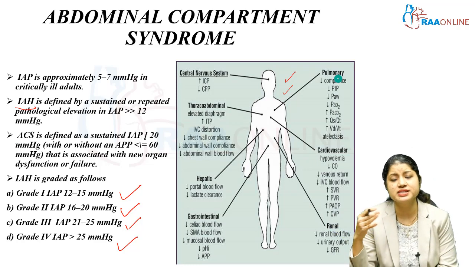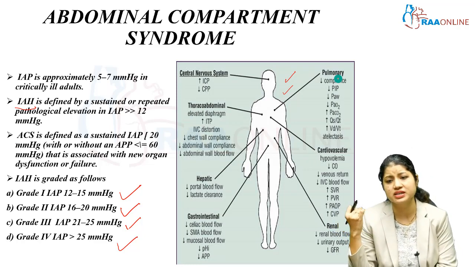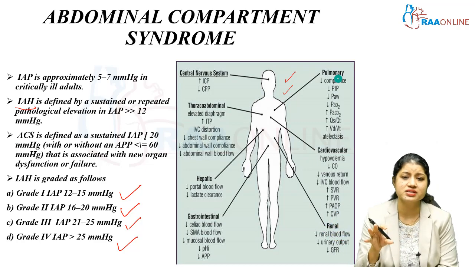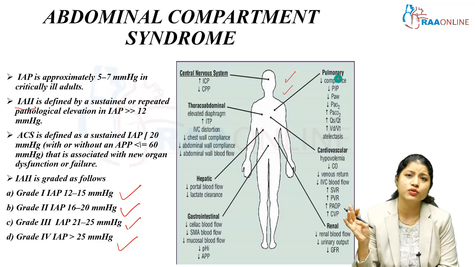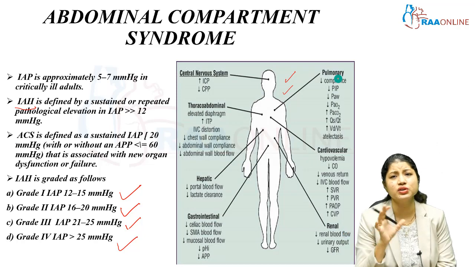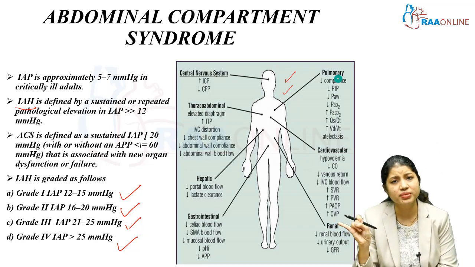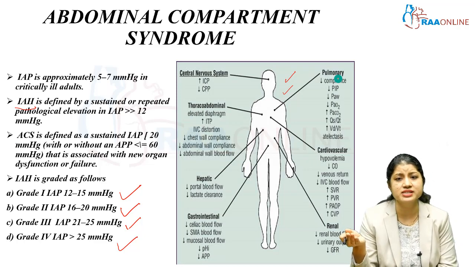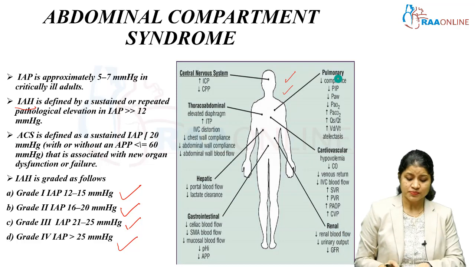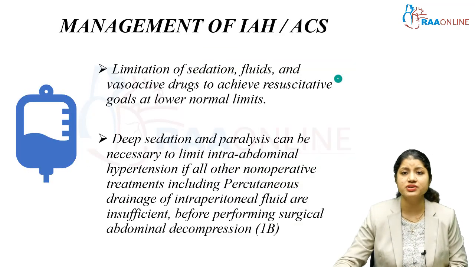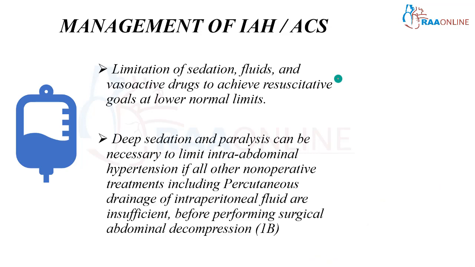When it comes to your kidneys, there is decrease in the renal blood flow which will cause decrease in your GFR and decrease in the urine output. In your gastrointestinal system, there is decrease in the celiac blood flow, mesenteric blood flow, mucosal blood flow. It can result in bowel ischemia and gangrene. In addition, in your thoracoabdominal system, the chest wall compliance is decreased, the abdominal wall compliance is decreased, there is an increase in intrathoracic pressure, the IVC is distorted, and a patient finds it very difficult even to breathe. So, how do you manage this intra-abdominal hypertension or abdominal compartment syndrome?